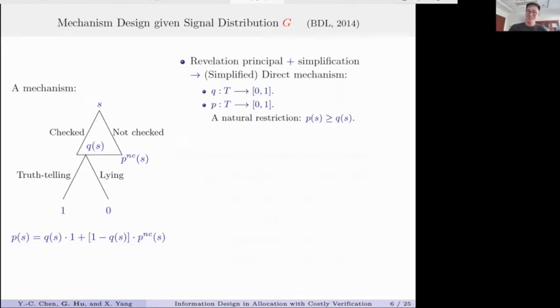If an agent has been checked, then he tells the truth and he will eventually go to the allocation. Yes, whoever is checked will be allocated the good.